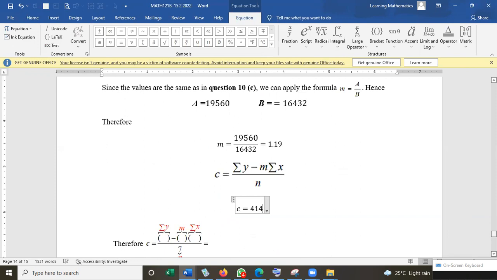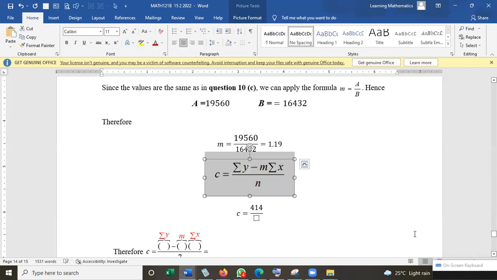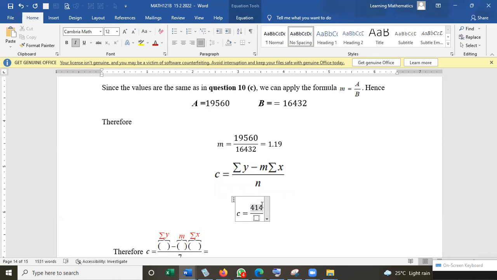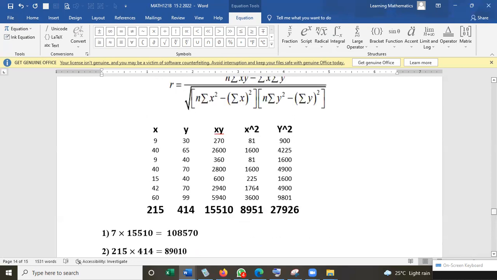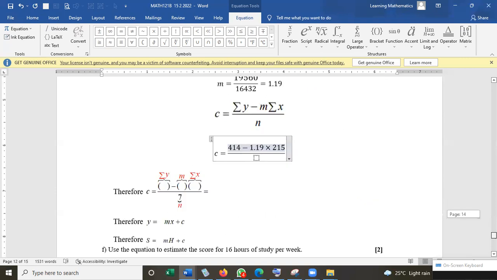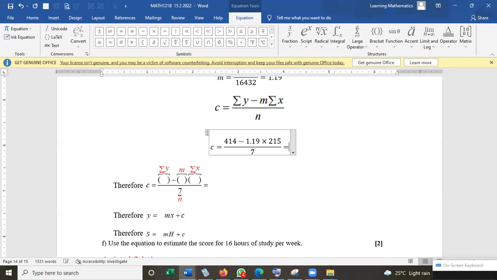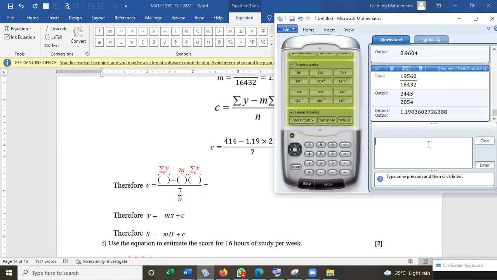So it's 414. Let me just put the division one time. Okay. So by just typing the division sign and just pressing tab, you can get the fraction one time. Minus m, which is 1.19, times the sum of x, which is 215. Just to verify. Yes, here it is. The sum of x is 215. N is 7. We can calculate the value of c, the y-intercept. 414 divided by 7, but you minus 1.19 times 215 divided by 7, enter, 22.59.